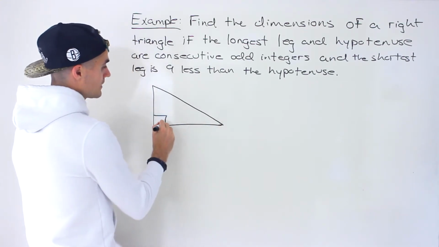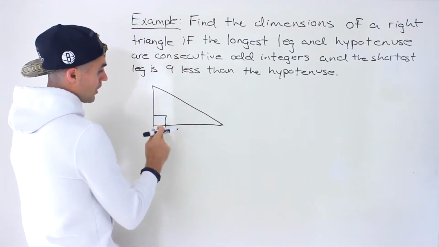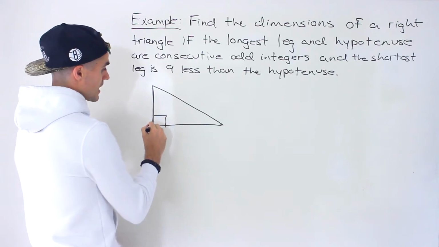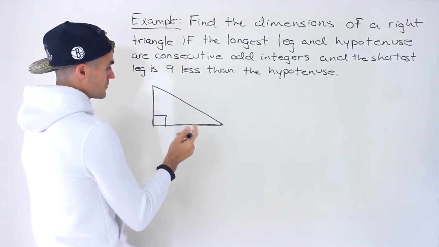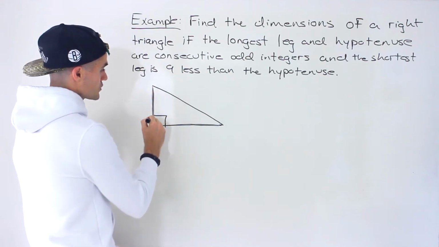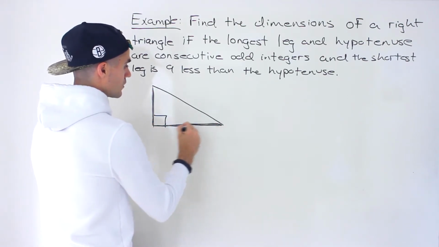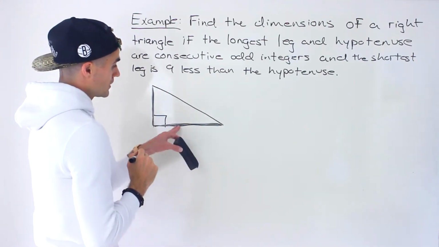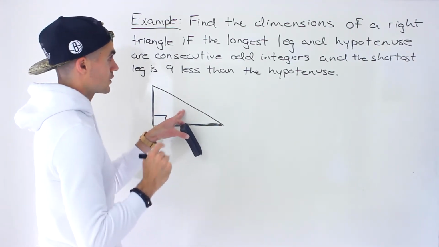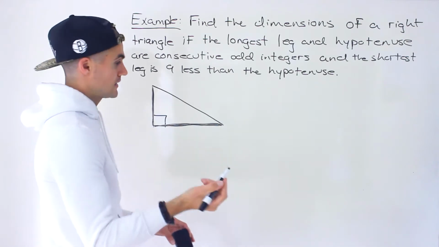And remember, the legs of a right triangle are the non-hypotenuse sides, basically the sides that are attached to the 90 degrees. This here is the hypotenuse, and notice that this here is the shorter leg, this here is the longer leg, and then we have the hypotenuse. And then we're told that the longest leg, this side, and the hypotenuse are consecutive odd integers.